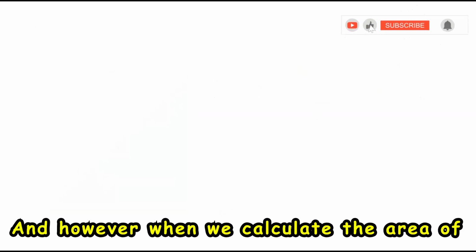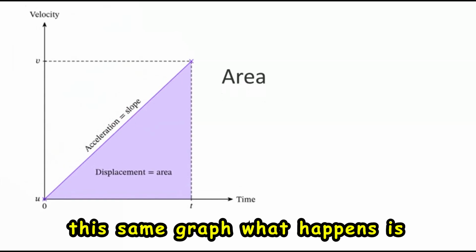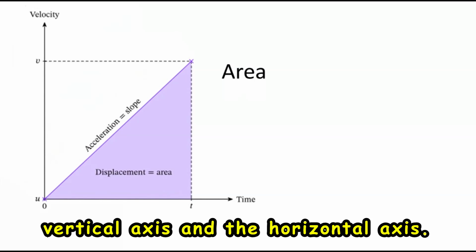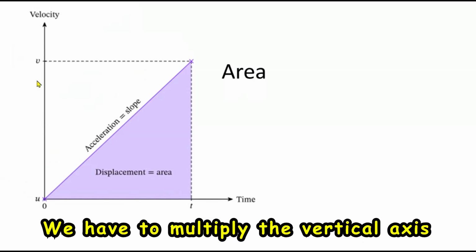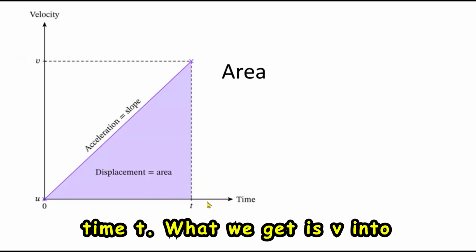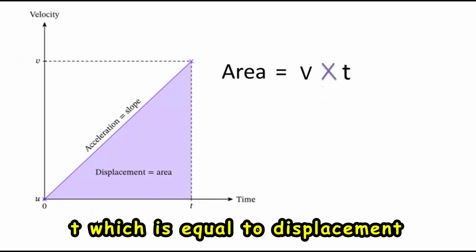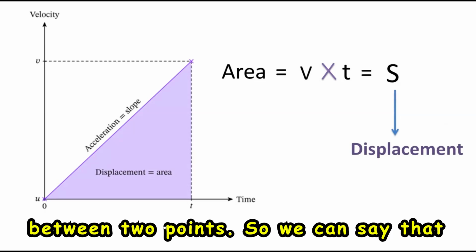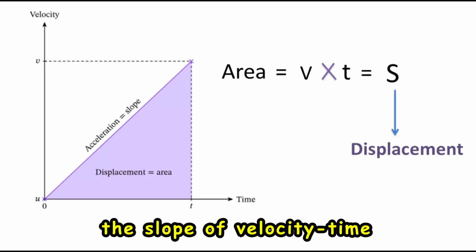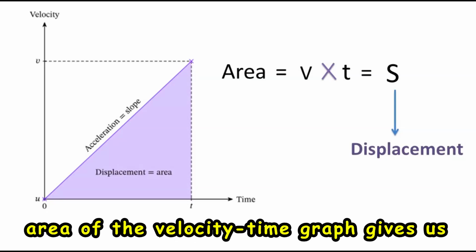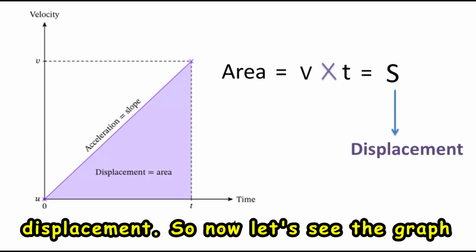However, when we calculate the area of this same graph, we have to multiply the vertical axis and the horizontal axis. We have to multiply the vertical axis velocity into the horizontal axis time t. What we get is v into t, which equals displacement s. Displacement is the shortest distance between 2 points. So we can say that the slope of the velocity time graph gives us acceleration, whereas the area of the velocity time graph gives us displacement.